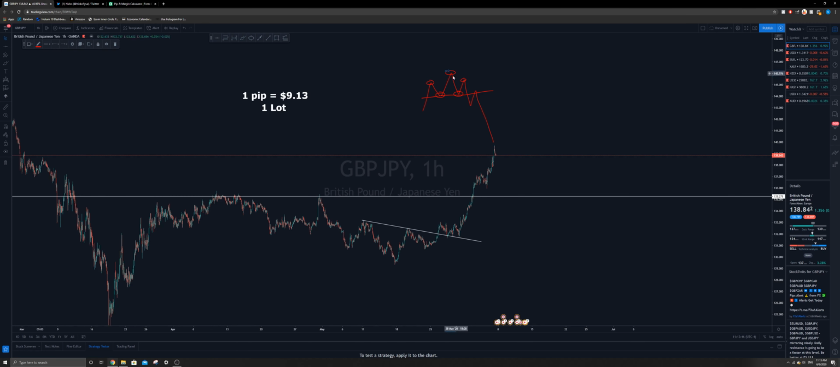How do we know when to stop? Okay, in my case, from the neckline to the head, 200 pips. Okay. Whatever it is, 200 pips. All right.